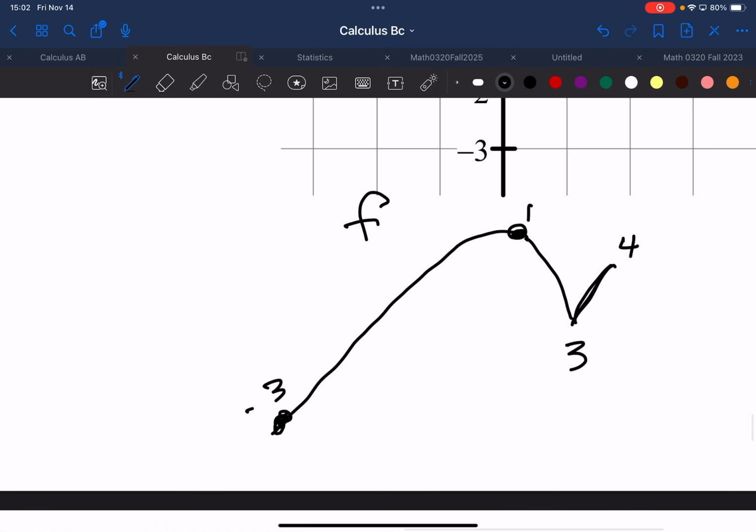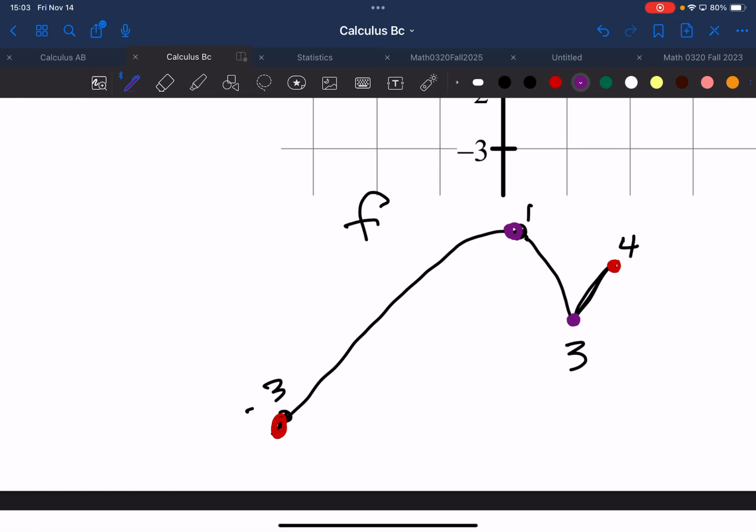Now I'll zoom that in here. Bear with me on my sketch. But those are my endpoints, and these are my two possible critical points.